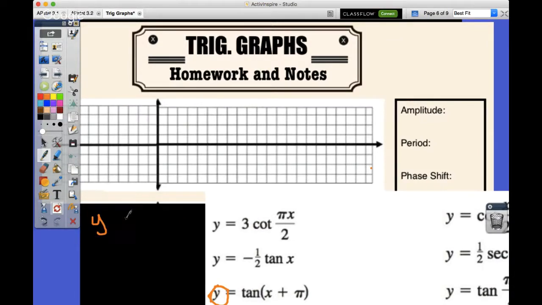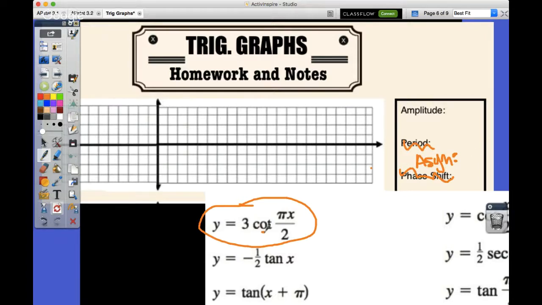Y equals 3 cotangent of pi x over 2. Remember that when we have the cotangent, we find 2 things: we find amplitude and we find our asymptotes. Now, as loud as you can in your house, and if you're afraid of what people would say, you're at home. I want you to yell out right now as loud as you can, what are the asymptotes that we set cotangent equal to, or the traditional asymptotes there? Go. I hear a lot of you.